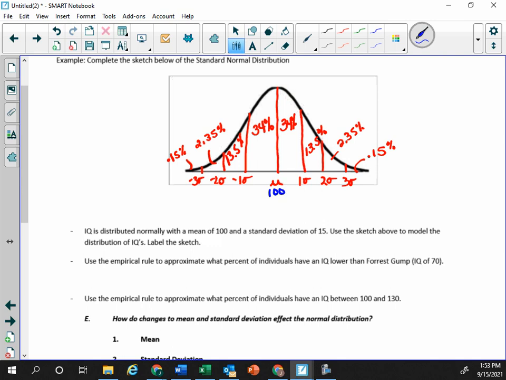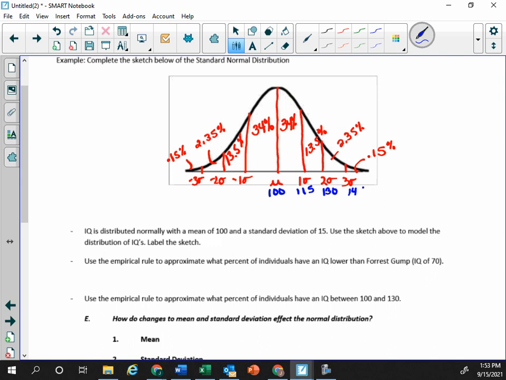And then the standard deviation is 15. So if you were one standard deviation above the mean, what would your score be? 115. Good. What about 2 above? 130, and 3 standard deviations above?